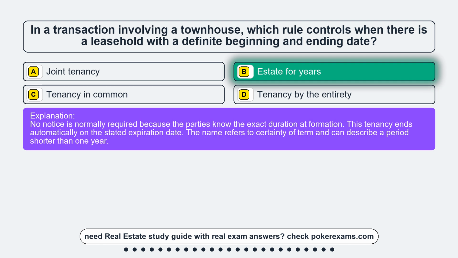No notice is normally required because the parties know the exact duration at formation. This tenancy ends automatically on the stated expiration date. The name refers to certainty of term and can describe a period shorter than 1 year.